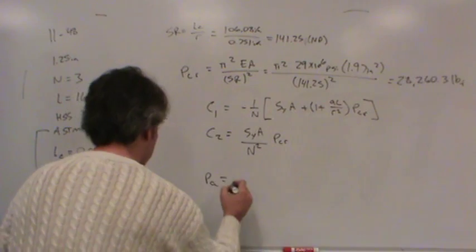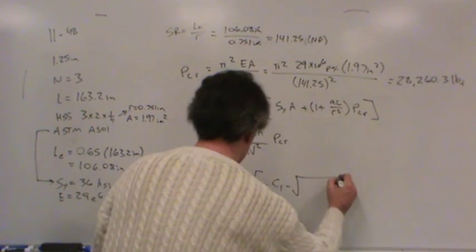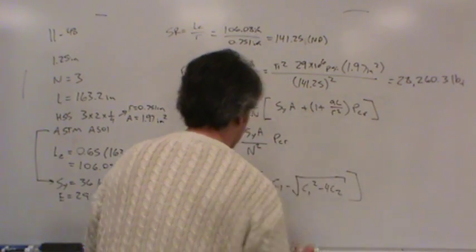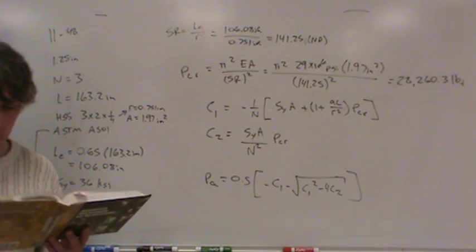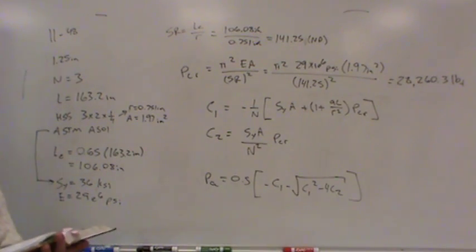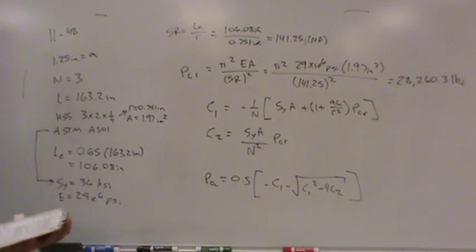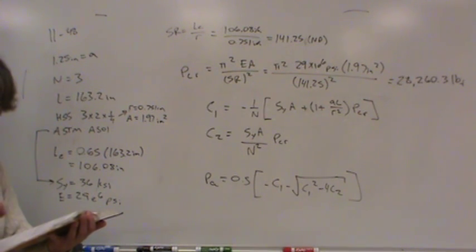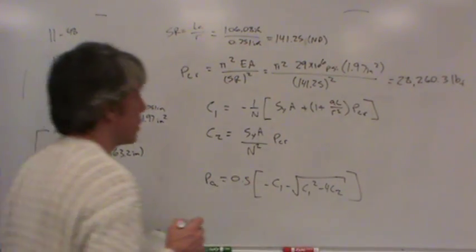PA will end up being 1/2 of negative C1 minus root C1 squared minus 4C2. This is just a quadratic equation, so it shouldn't be too bad. Now, what is ac? The crooked column formula allows an initial crookedness a to be considered. So this must be what was given back here. That was the initial crookedness. And then c is the distance from the neutral axis of the cross-section about which bending occurs to its outer edge. So what would that be? Let me sketch it over here.